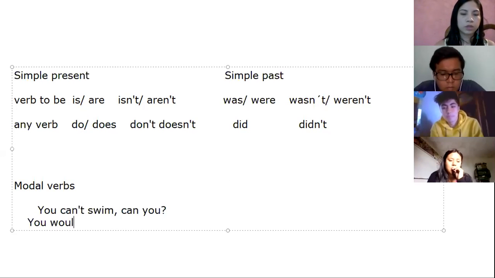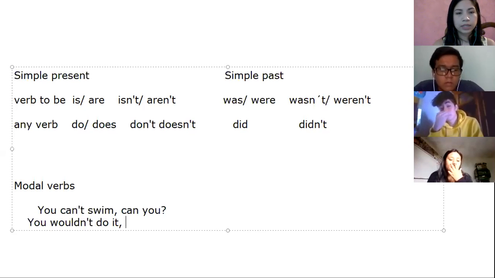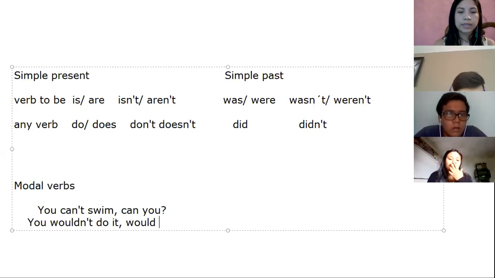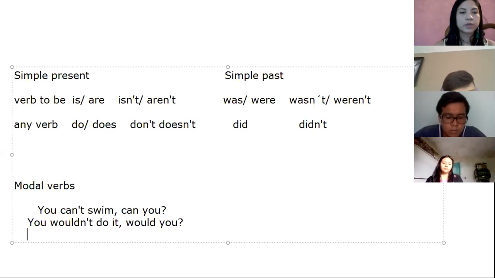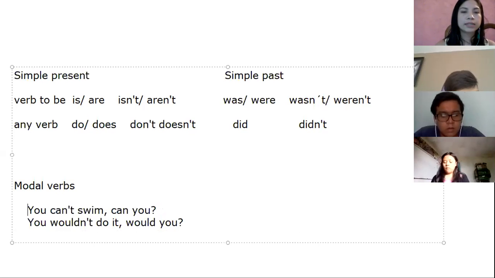You wouldn't do it. Tú no lo harías. ¿O sí? ¿Cómo quedaría el question tag? Would it? Would. And the subject? It. You. Would you? Sí. So that is when you have negative, you ask the question affirmative.